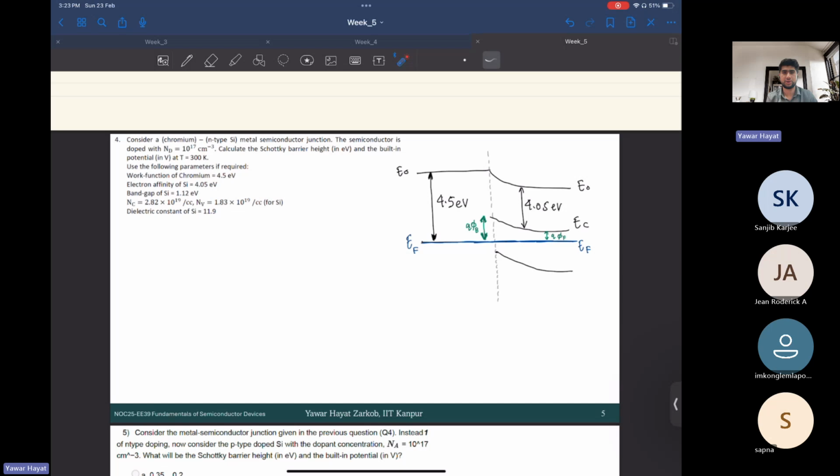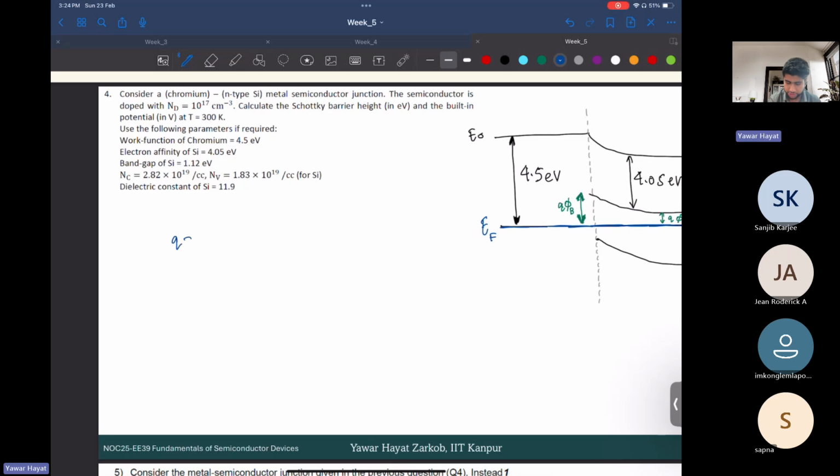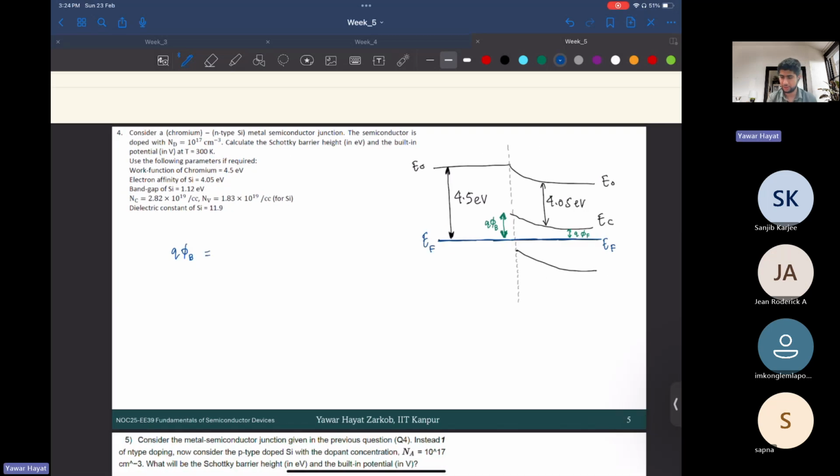0.45 electron volt. One of the students has answered it as 0.45 electron volt. That is the correct answer, because your Schottky barrier height qΦB would be this minus this, the difference of these two.